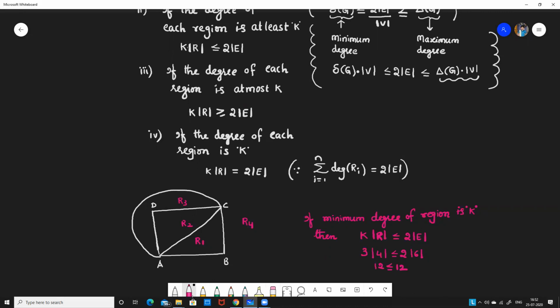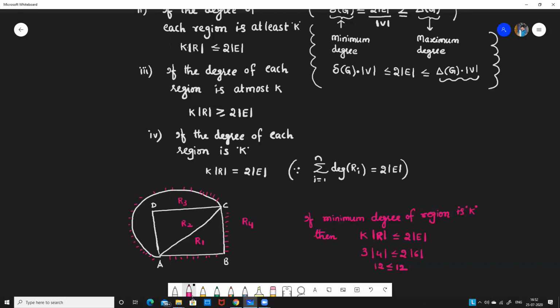Similarly, what is the maximum degree here? Maximum degree is equal to 4. Maximum degree of region equals to 4, because R4, sorry, maximum degree is also 3, because R4 is having how many edges exposing to R4? 1, 2, 3, like this. Therefore, maximum degree also in this case is 3.